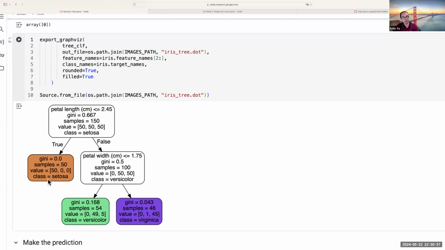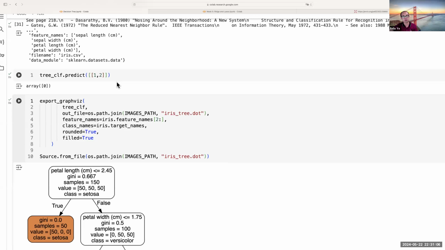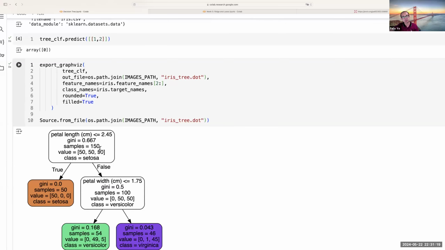If it is true, the root of this decision tree is the rule petal length less than or equal to 2.45. If that rule is true, we can perfectly separate the class of Setosa, where we have 50 of them, which is class 0 right here. That's why if we apply 1 and 2, which means my petal length is less than 2.45, it will automatically be predicted as class 0, corresponding to Setosa. However, if this condition is false, we go to the second layer.